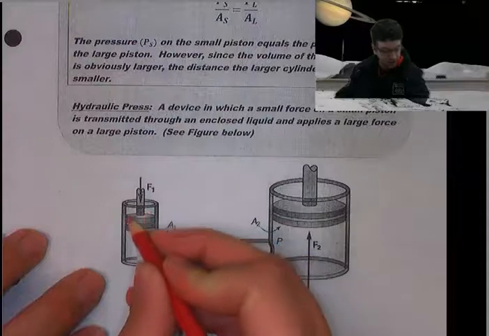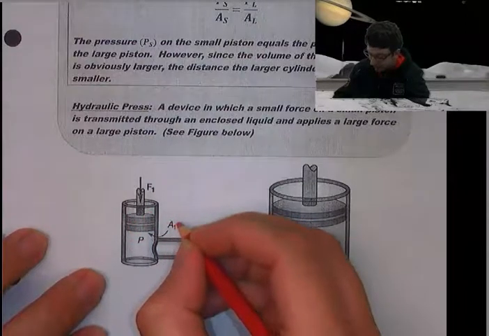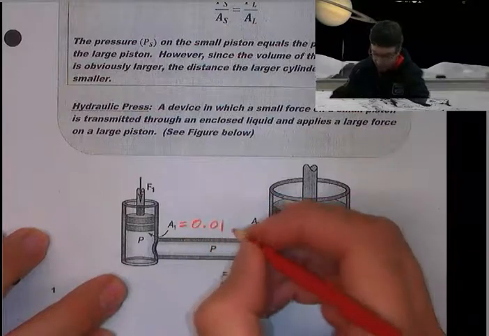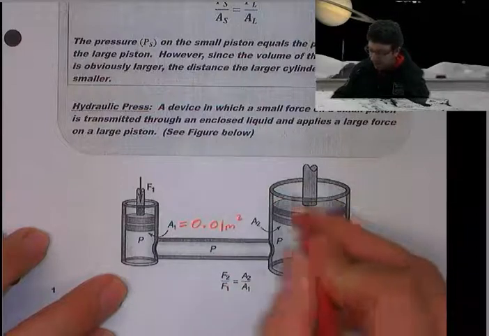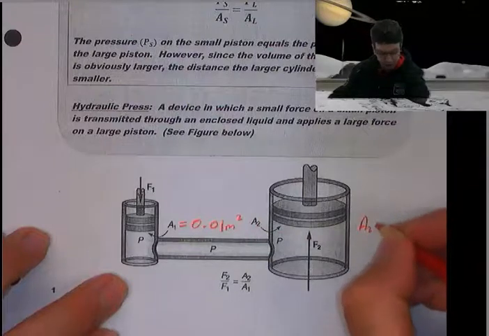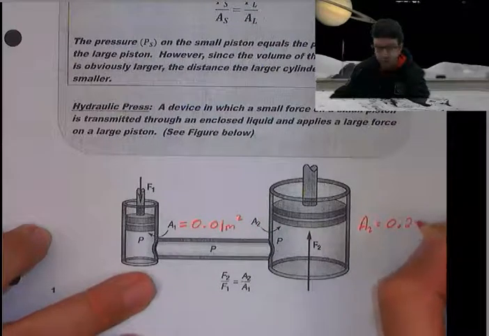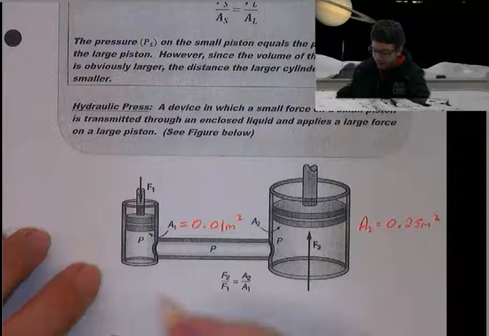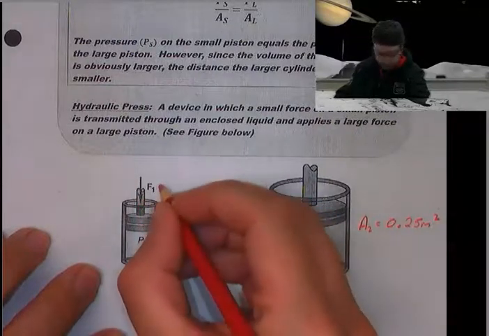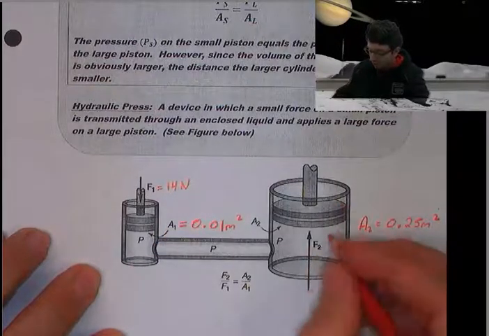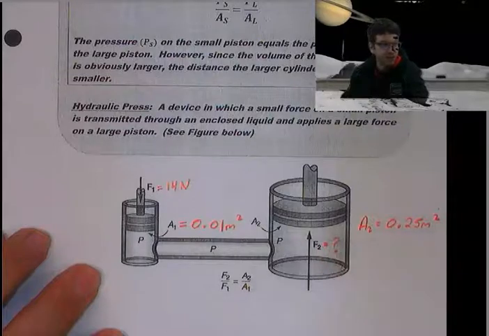So here's our smaller piston, which will have an area, say A1, equals 0.01 meters squared. And our other piston, which is connected to it, has A2, where A2 equals 0.25 meters squared. Okay, and then we apply a force here of F1, which is 14 newtons. And the question says, what will be the force that is then applied on the larger piston?